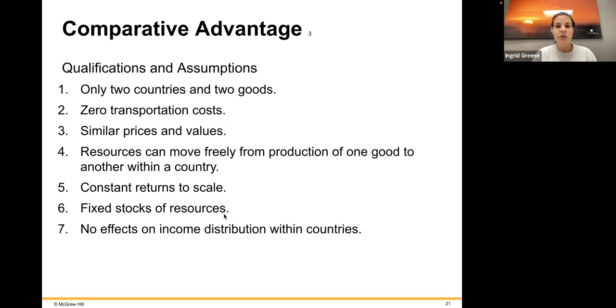So there's no change in resources. This is another variable. Maybe there's a storm, maybe there's not enough water for the land, etc. And then the last qualification and assumption for Ricardo's theory is that there's no effects on income distribution within the countries. And this one I find super interesting because it can be very relevant to today.